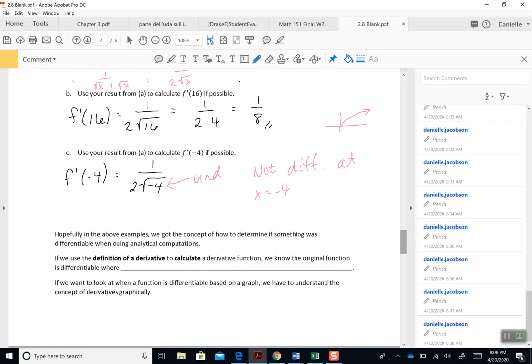We are going to want to look at this graphically as well. That helps us get a full picture. So if we use the definition of a derivative to calculate a derivative function, we know the original function is differentiable where the derivative is defined. Okay, so that's computationally speaking. What we're going to do is extend this to the graphing, the graphical, the visual concept, so we can think about what this looks like. So in my next video, I'll show you what that looks like. We'll look at derivatives graphically, and we need to introduce a few things before we talk about when it's not differentiable, but we will definitely work on that concept. Okay.